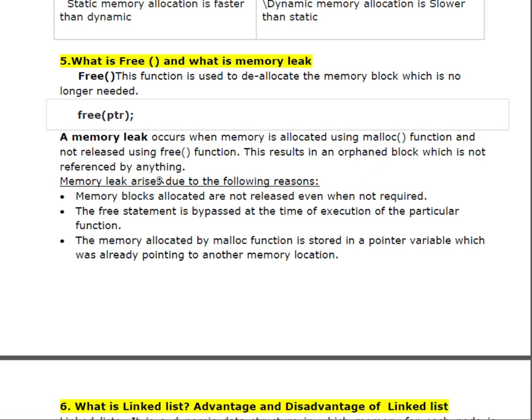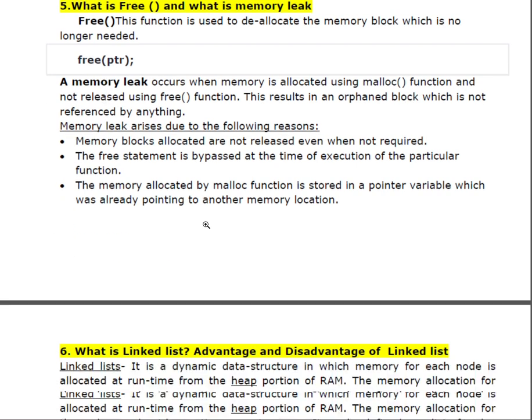Then a memory leak occurs. A memory leak arises due to the following reasons. Memory blocks allocated are not released even when not required. The free statement is bypassed at the time of execution of the program. The memory allocated by malloc is stored in a pointer variable which is already pointing to another memory location, and now this block becomes an orphan. So this memory leak occurs.